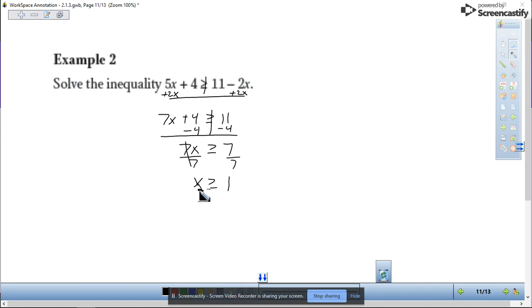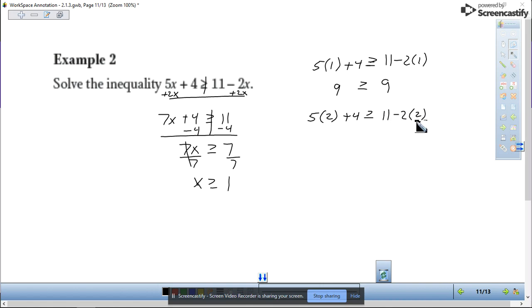So I want to pick a number. I can do 1 and I'll get that it should be equal. So let's do that. 5 times 1 plus 4 is greater than or equal to 11 minus 2 times 1. That's going to be 9 is greater than or equal to 9. Cool. It should also be true if I pick something greater than 1, so like 2. So 5 times 2 should give me a true statement. It's greater than or equal to 11 minus 2 times 2. So that's 10 plus 4, which is 14, is greater than or equal to 11 minus 4, which is 7. So that is also a true statement.